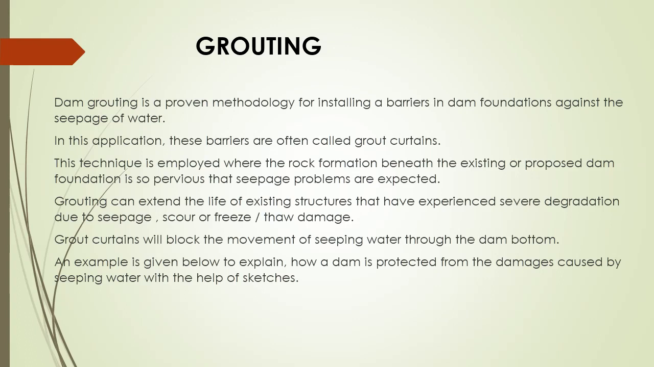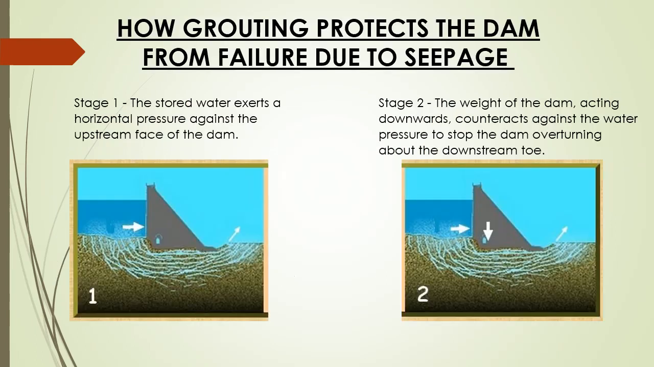An example is given below to explain how a dam is protected from the damages caused by seeping water, with the help of sketches. Next we are going to see how grouting protects our gravity dams from damage. It is explained in 4 steps with the help of neat sketches. Step 1, the stored water exerts a horizontal pressure against the upstream face of the dam. Step 2, the weight of the dam, acting downwards, counteracts the water pressure to stop the dam overturning about the downstream toe.